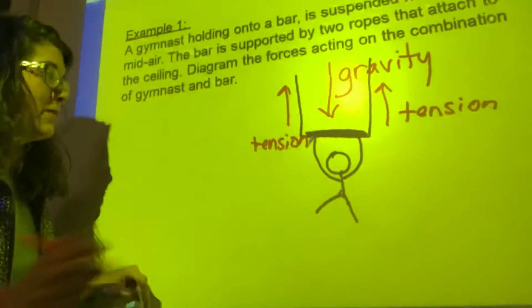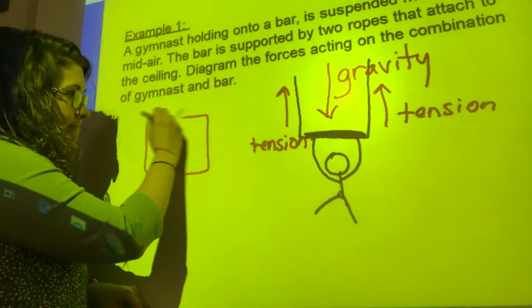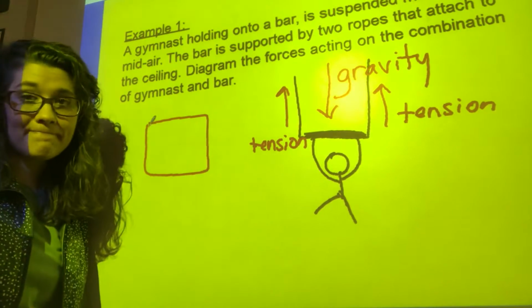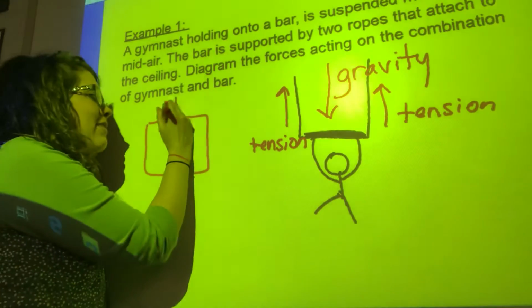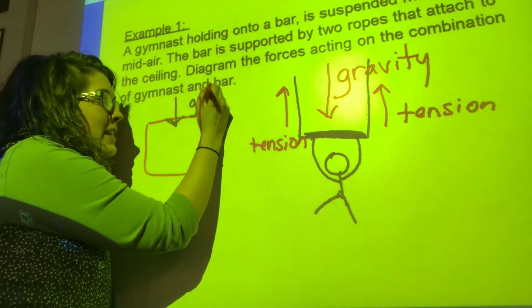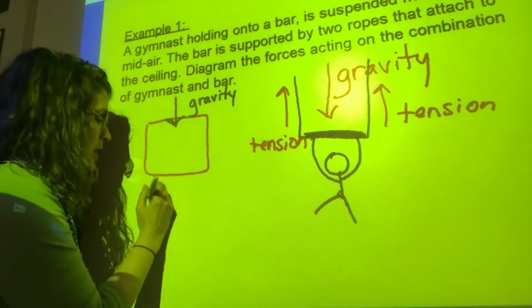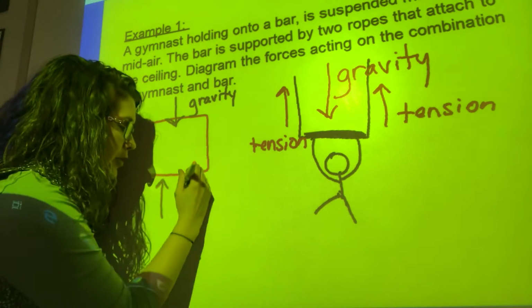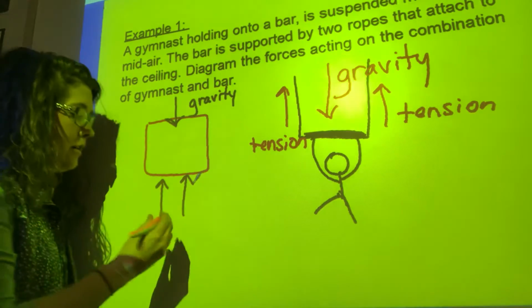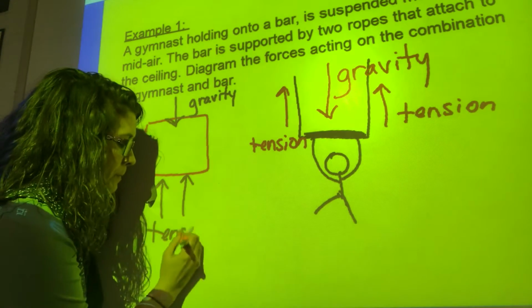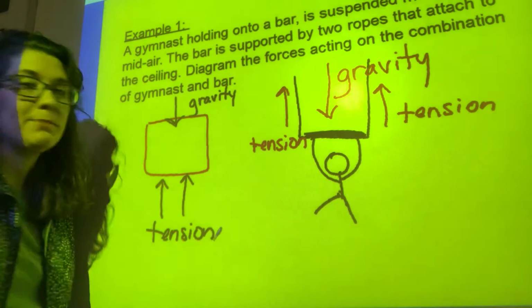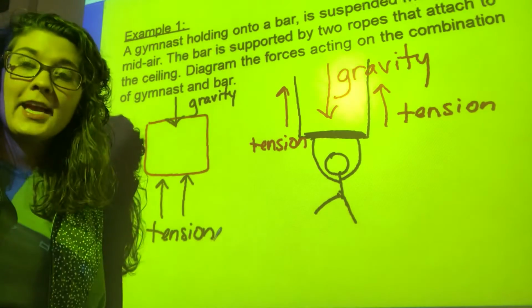All right, let me move over a little bit. You've got your box here. Let me change colors. We have the force of gravity pulling down on the box. And then we have two forces to show that we have two strings. This is the tension force pushing back up. Okay, it's pretty simple.